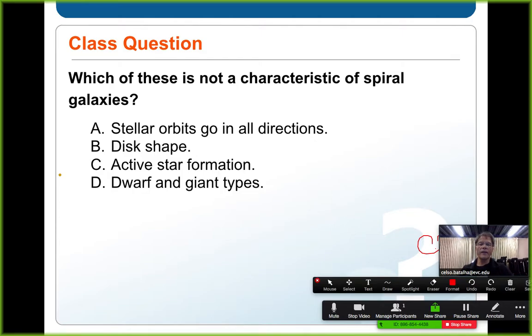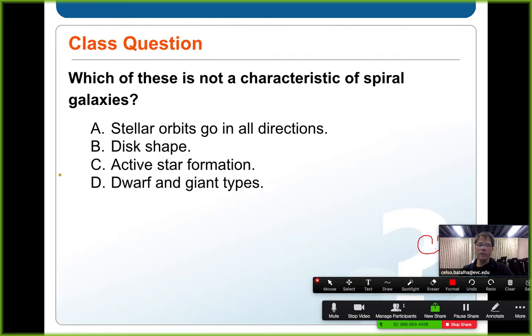Dwarf and giant size is a characteristic of elliptical galaxies. And in spiral galaxies, do stellar orbits go in all directions? Well, in spirals, that is a complicated issue. If we are talking about the disk, they do not go in all directions, but in the bulge, they can take any particular direction.